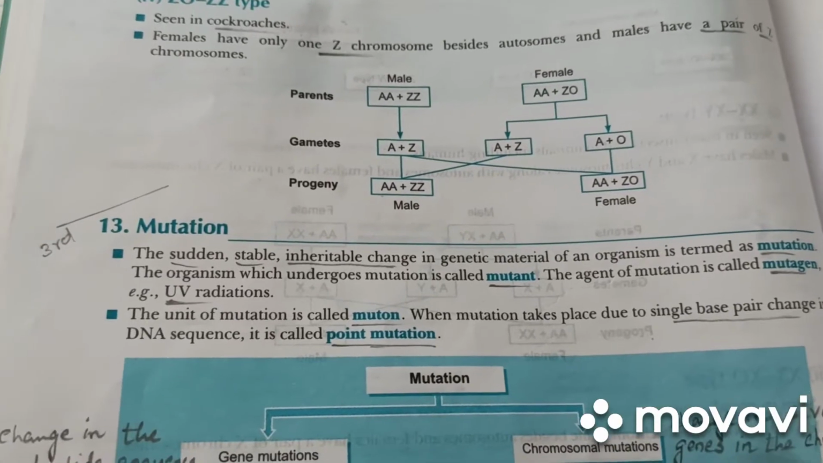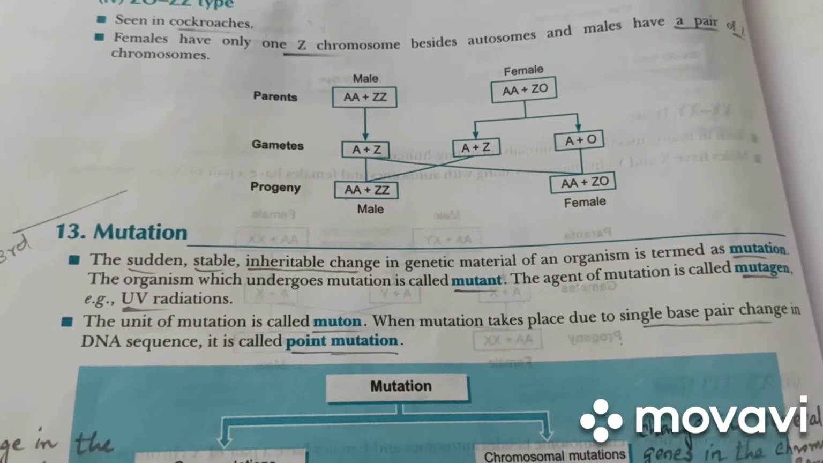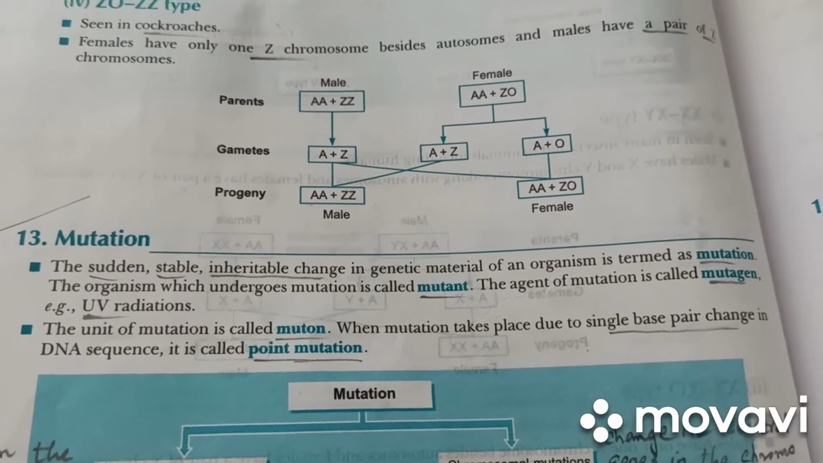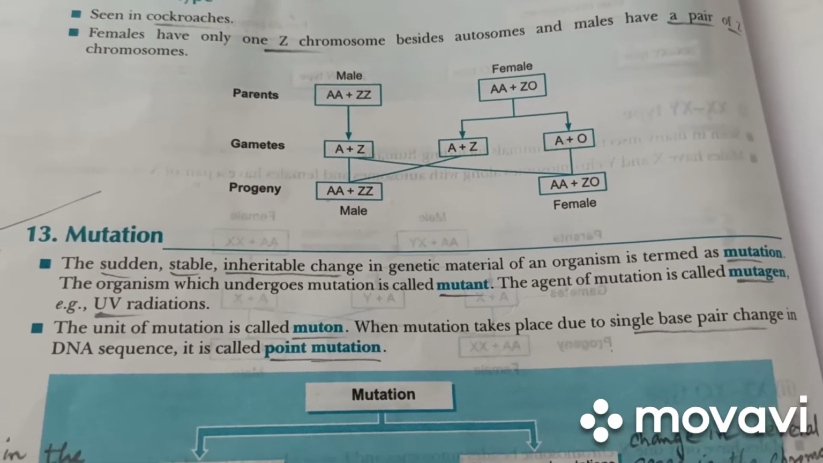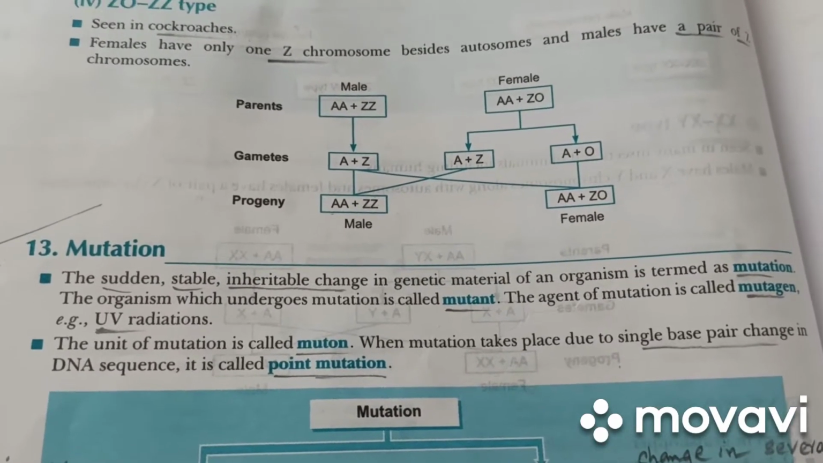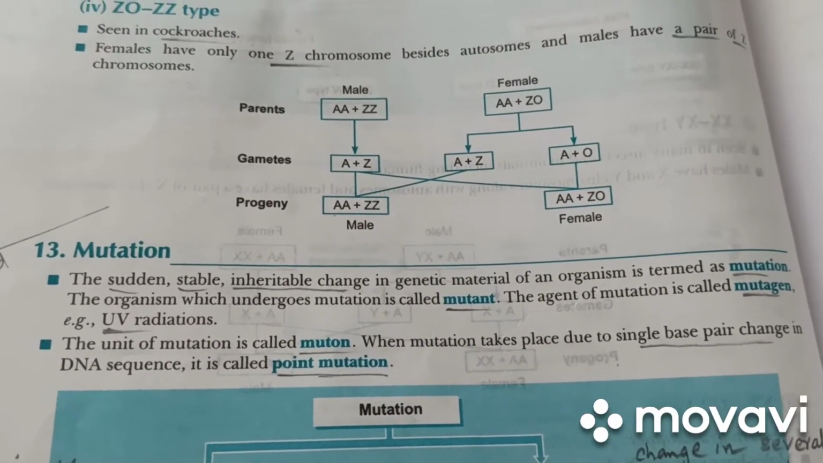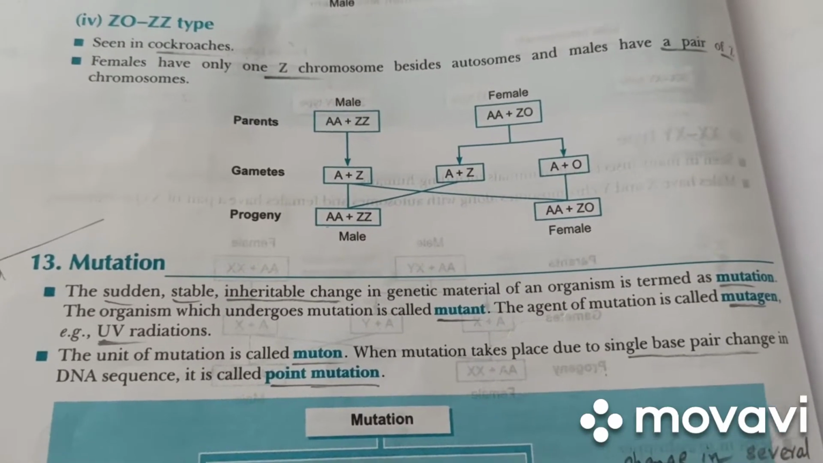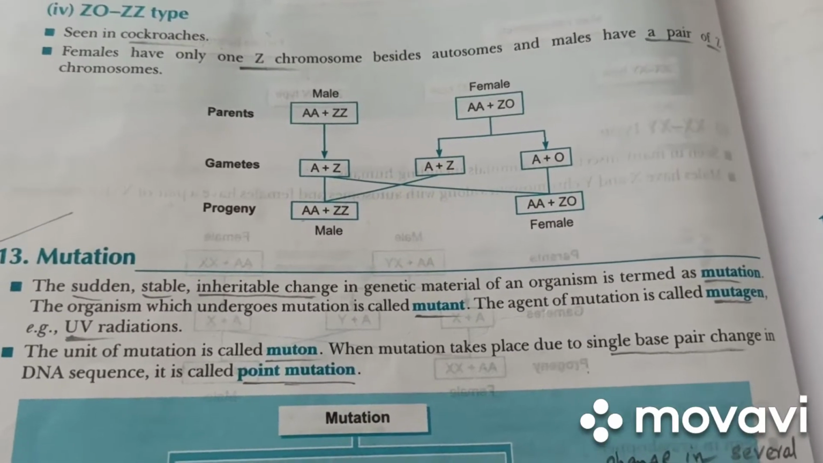The next point is the unit of mutation. It is called mutant. When mutation takes place due to single base pair change in a DNA sequence, it is called point mutation. You know which are the base pairs? You would have heard it: adenine, guanine, cytosine, thymine. These are known as base pairs.